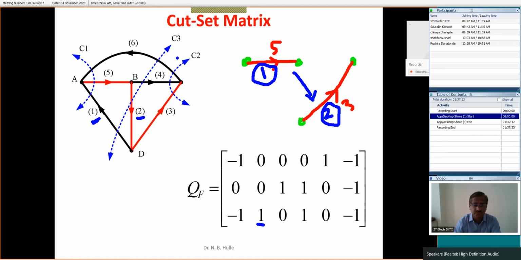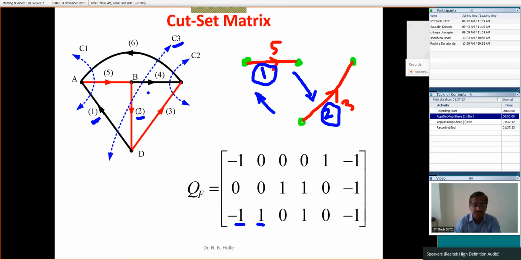Now look at, in this set, this branch number 1 exists. In the C3, I am discussing the C3. But how is the direction of that branch number 1? Its direction is towards this point A. It is something like this. Its direction is from the part number 2 towards the part number 1, which is opposite to that of the branch number 2. That's why its entry is -1.